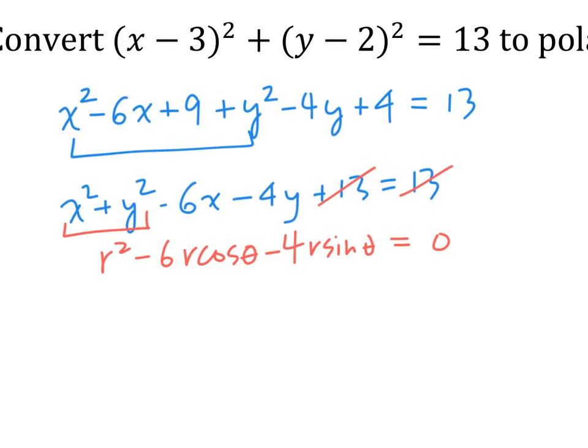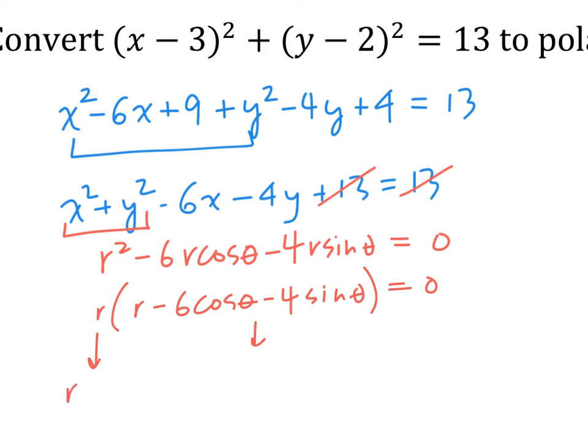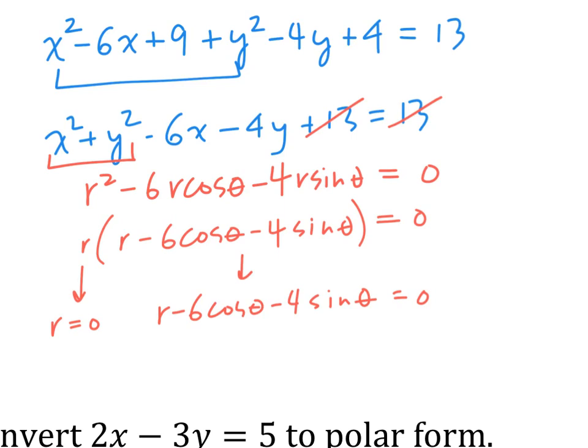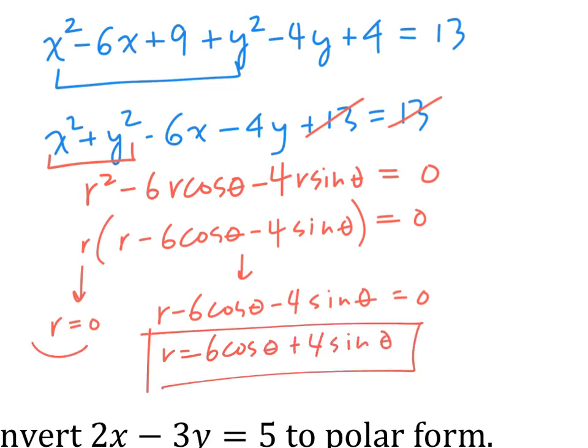The last thing I'm going to do is look at it and say, what are the repeating factors of these 3 terms? R. So I'm going to take r out. So it's r times (r minus 6 cosine theta minus 4 sine theta) equals 0. If I make each part equal to 0, r is 0, and then r minus 6 cosine theta minus 4 sine theta is 0. Remember, I'm trying to write a polar equation, so it has to be r in terms of theta. So r equals 6 cosine theta plus 4 sine theta. This is the answer. R equals 0 is the dot. It's an answer that gives no good information.